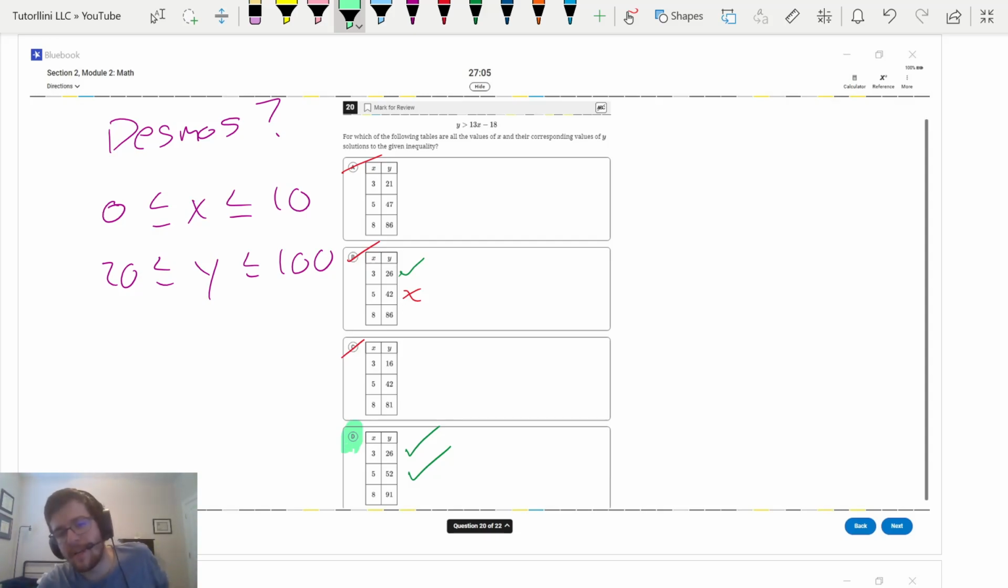I think making a picture and just kind of looking at it is easier than doing all the arithmetic. If you want, you can guess and check points and plug them in, but I think that's going to take a while. So, yeah.